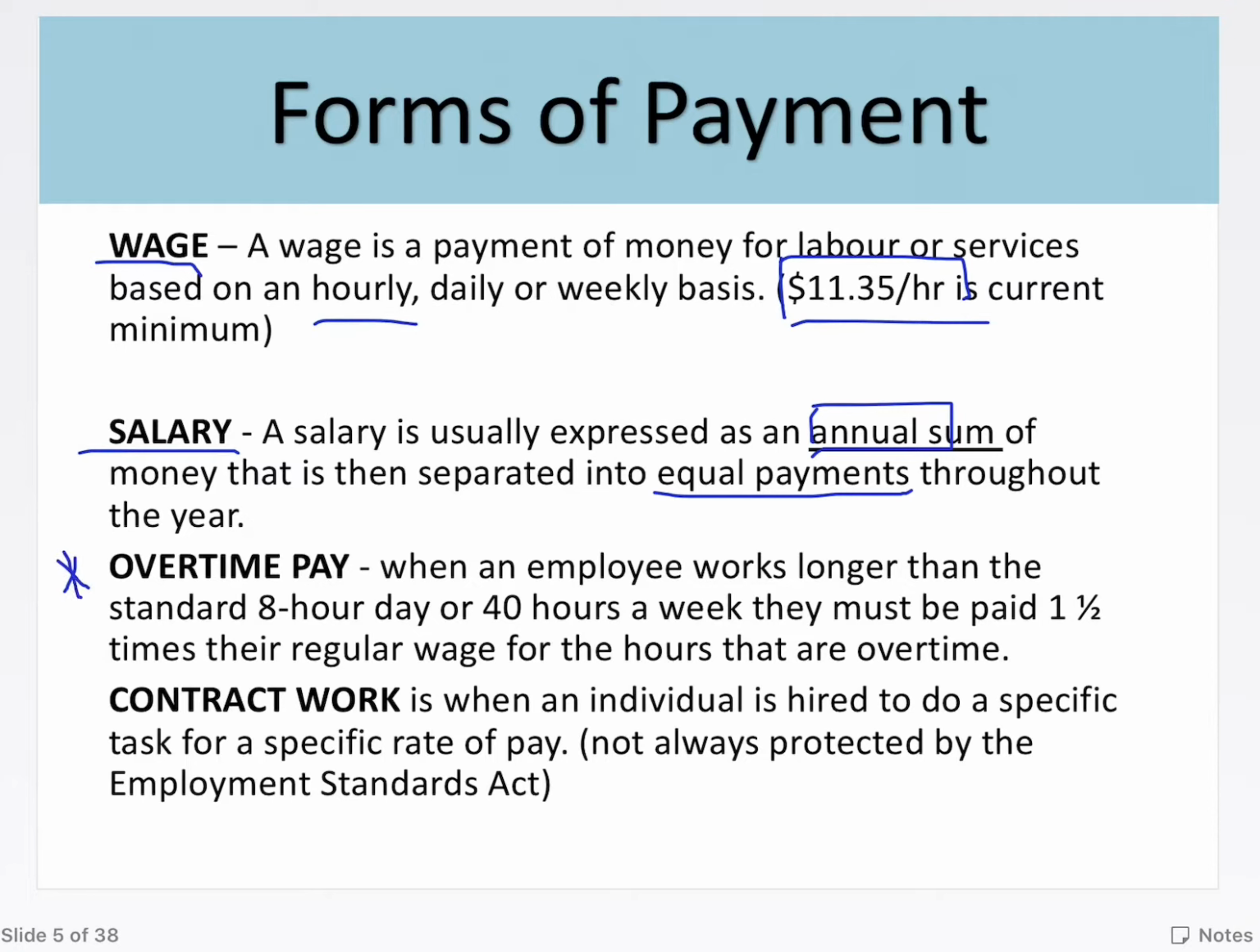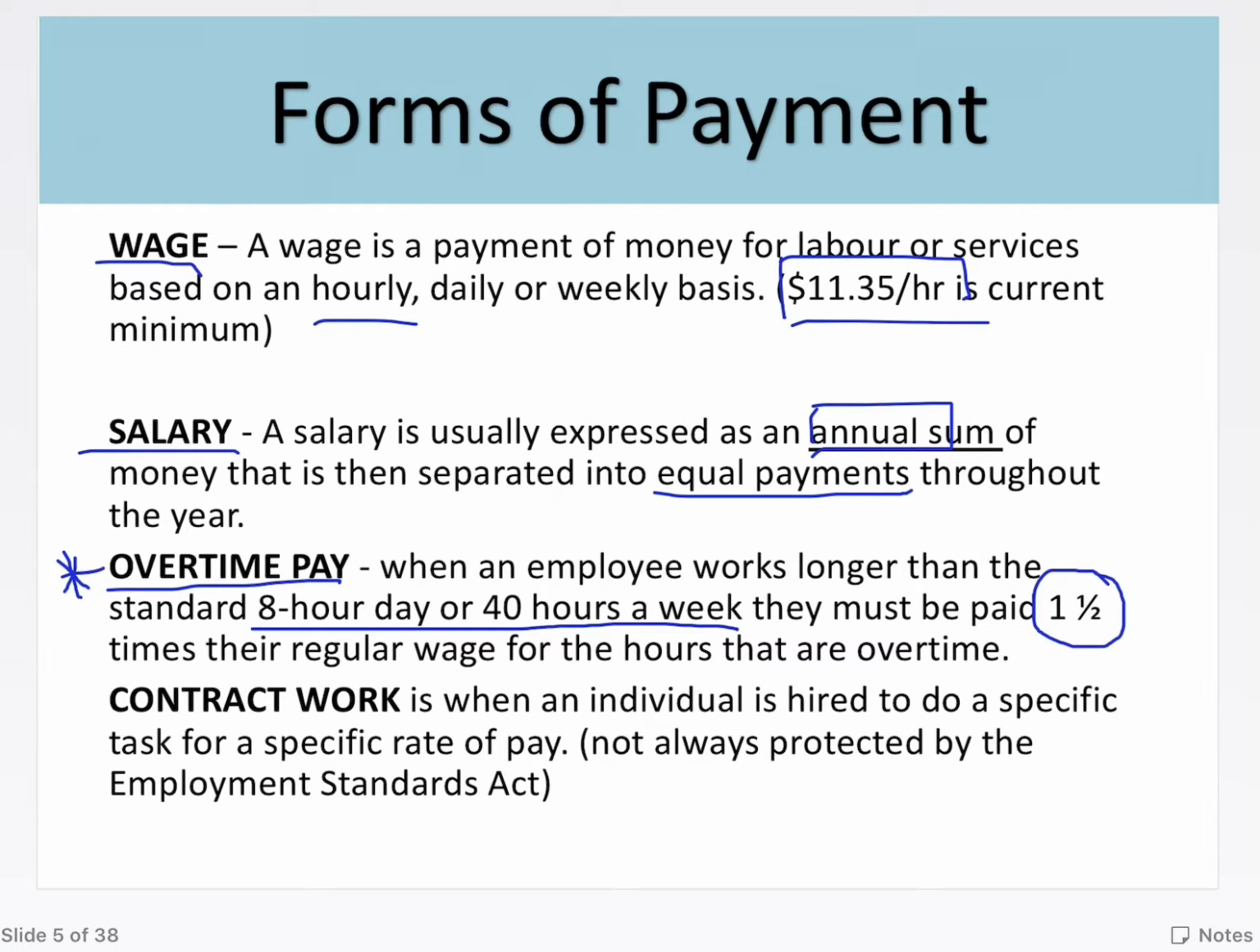Overtime pay is something we need to be aware of. So for people that are eligible for overtime pay, this is where you are working longer than the standard 8-hour workday, which works out to 40 hours a week. If they're eligible for overtime pay, they get paid out at 1.5 times their regular wage. Now, for example, salary workers typically don't get overtime pay.